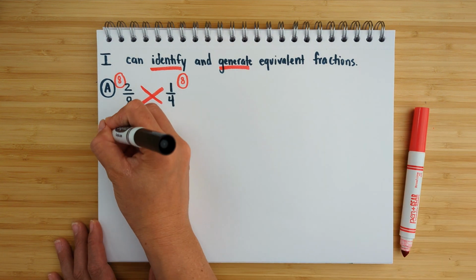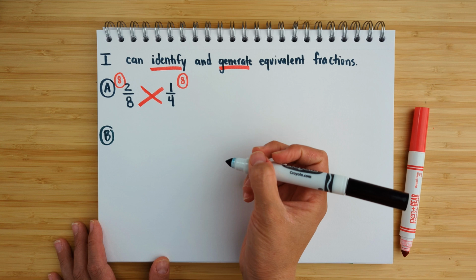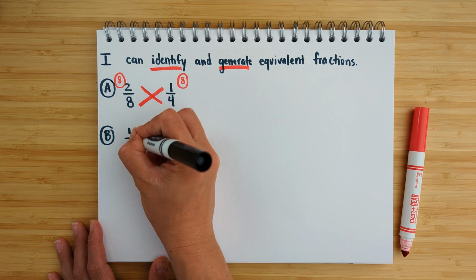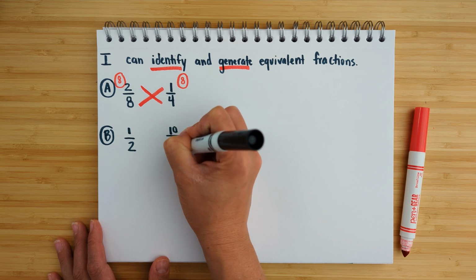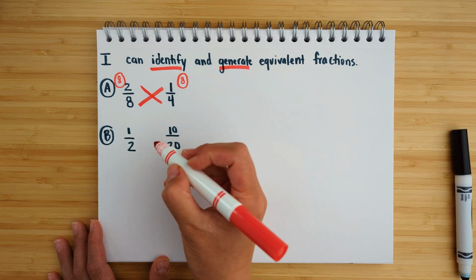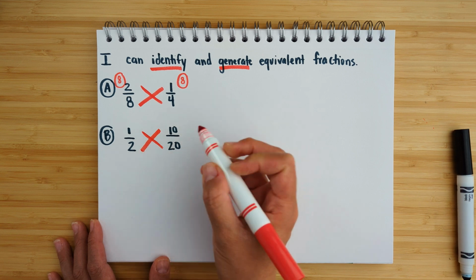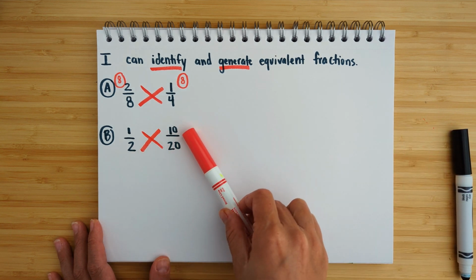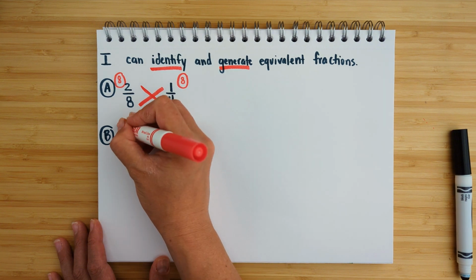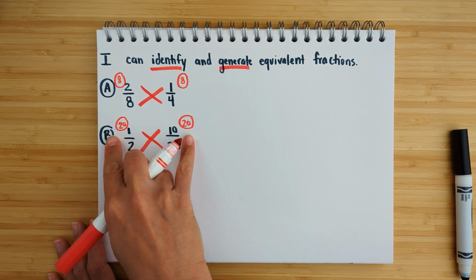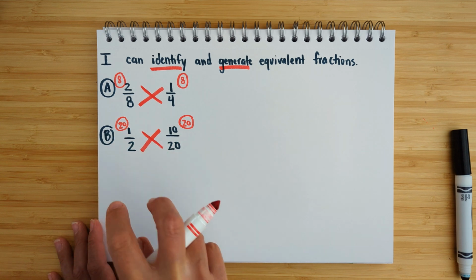Let's try another one. Let's say we have 1/2 and 10/20ths, and we're trying to figure out if these are equivalent fractions. Again, draw an X. 2 times 10 is 20. 20 times 1 is 20. Both of the numbers are equivalent. That means the fractions are equivalent.